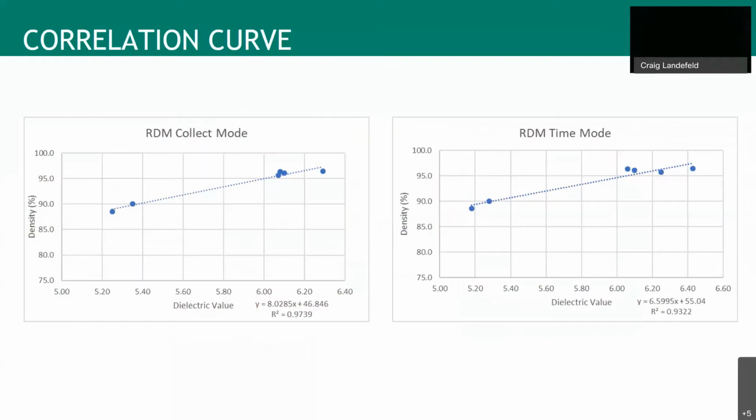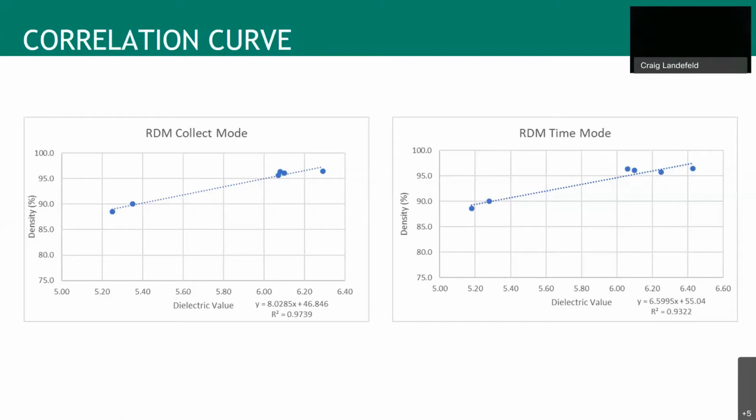So when we were doing these procedures, there are 2 methods which we could use. One was the RDM core collect mode method, which scans a longitudinal line through the core area. And the other was the time mode, which allows the unit to just constantly measure dielectrics and record them, and then you can move the card if you wish, or just hold it statically right over a spot.